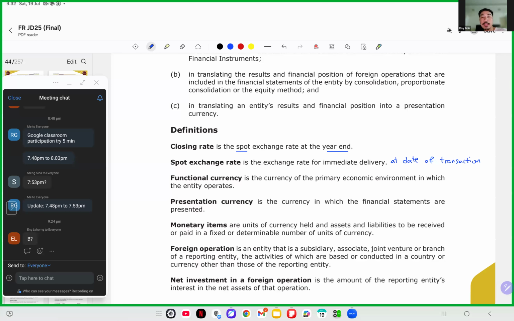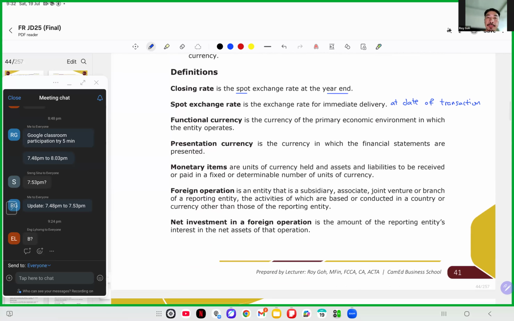Next one is called the functional currency. It's your trading currency. So, for example, companies trade in US dollar in Cambodia. Agree? You receive your salary in US dollar. You deposit your US dollar in the bank. You withdraw in Khmer Riel. Make sense? Yes. So this is called a functional currency.